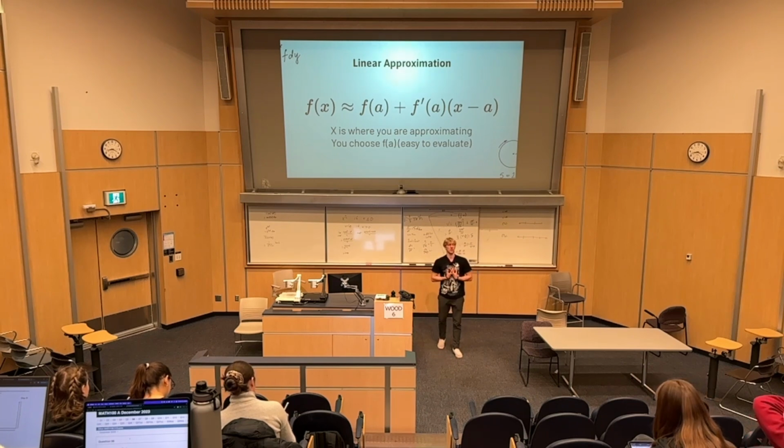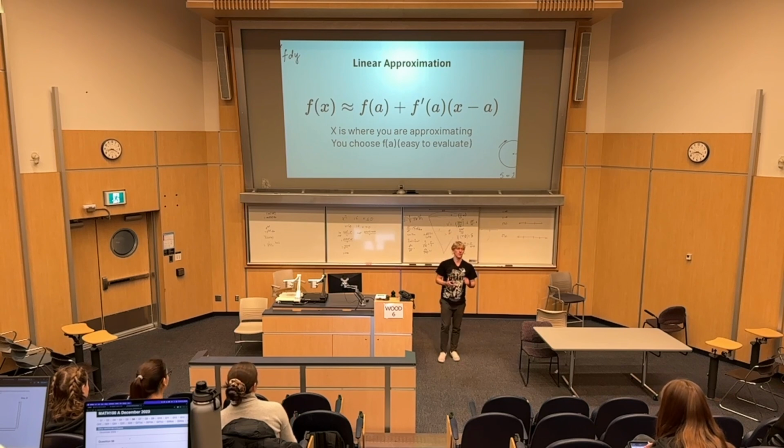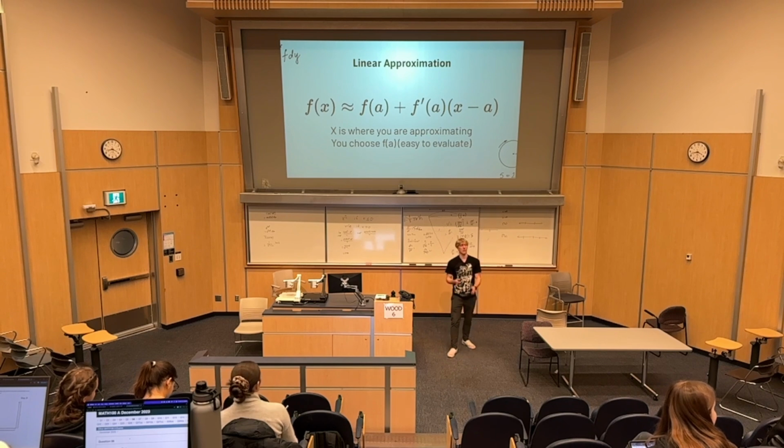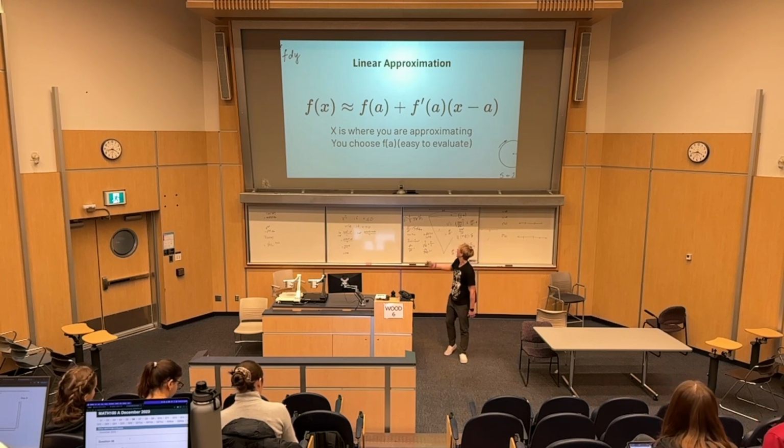So I always like to use the square root of 9 example. So in those terms, 9 would be your a, and let's say you're trying to approximate the square root of 8. So you know that the square root of 9 is 3, so that's your f at a. And then you can evaluate the derivative of the square root at 9. And then here you'll have 8, here you'll have 9.